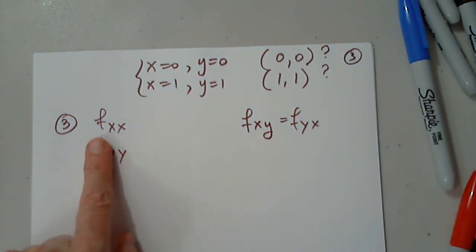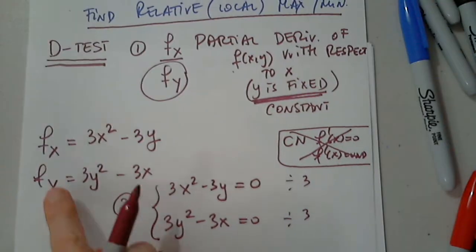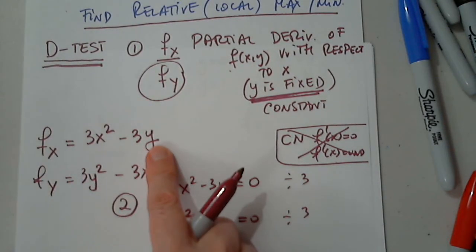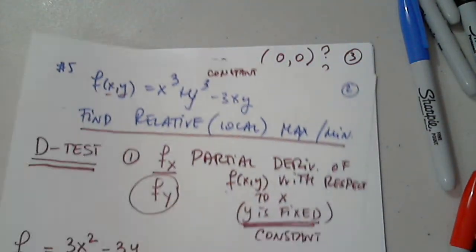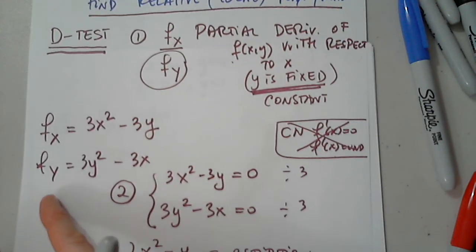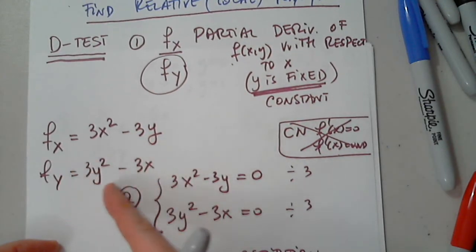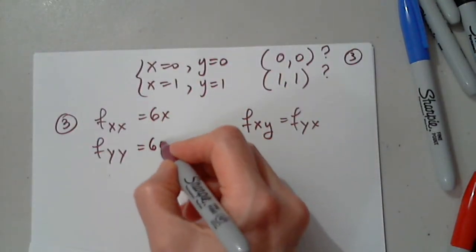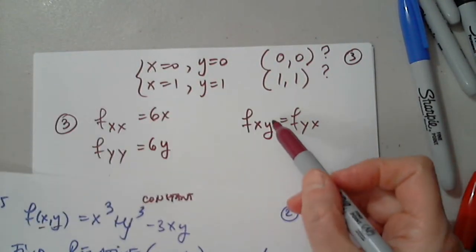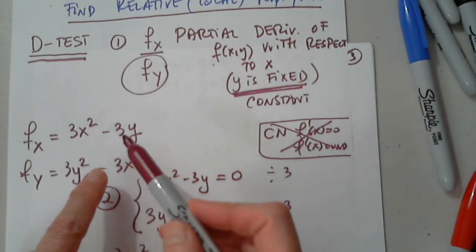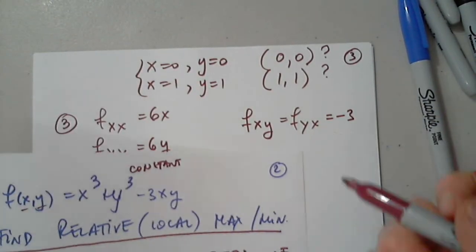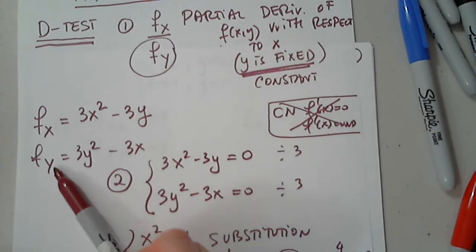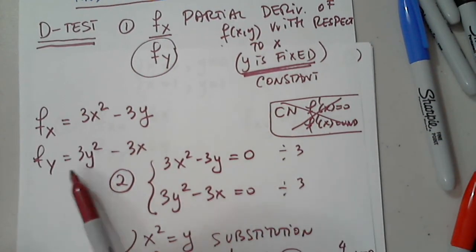So we differentiated with respect to x the first time. Now I want to differentiate this again with respect to x. So I get 6x. We differentiated with respect to y the first time. Now I want to differentiate again with respect to y. 6y. Now I differentiated with respect to x the first time, and now I want to differentiate with respect to y. -3. If you want to check, that's fine. We differentiate this with respect to y, we did, and now with respect to x, -3.